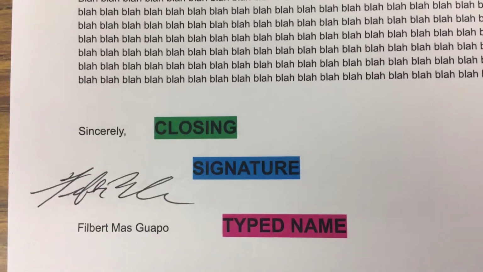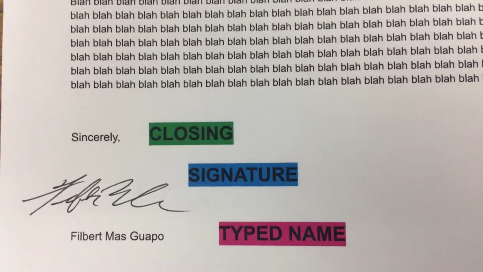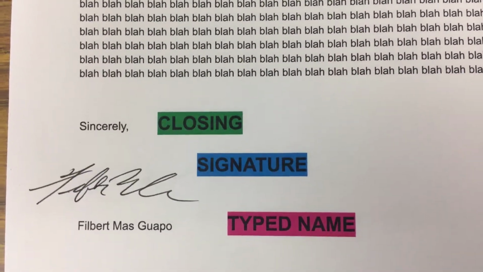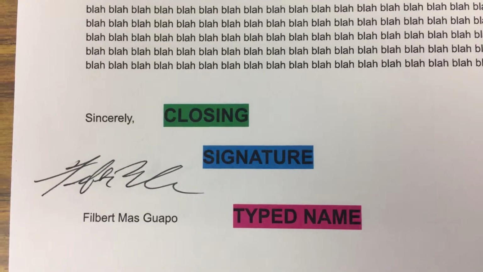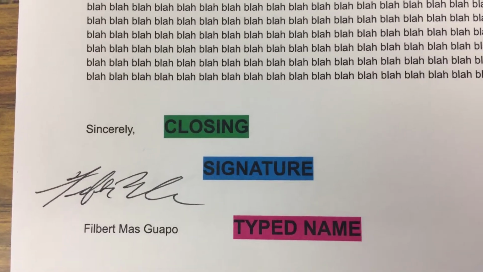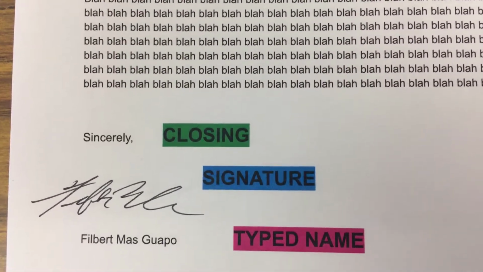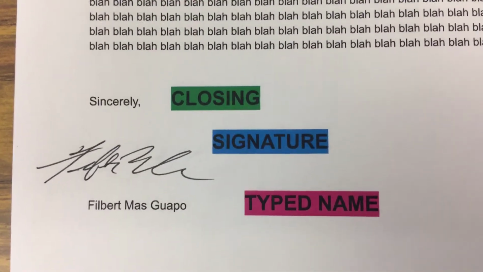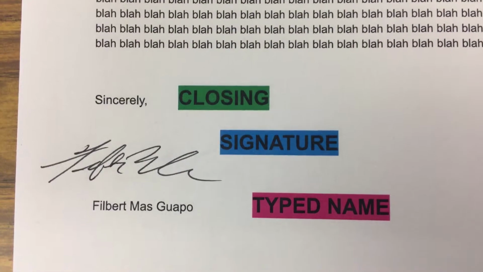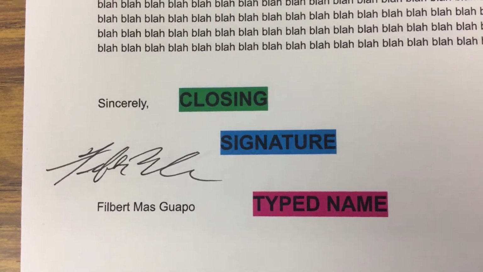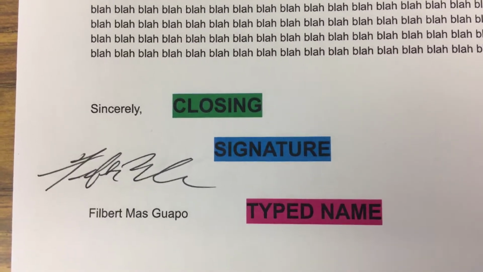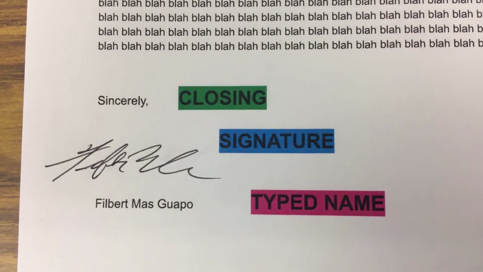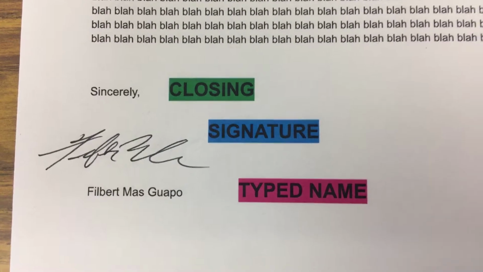A closing. Closing should be somewhat formal. Could be sincerely, as you see here. Thank you for your time. Have a nice day. I hope to hear from you soon. You then want to skip about 4 lines so that you can fit your signature, and then under your signature, type your name. Some people like to put their phone number under their name. You can put it there, you can put it up at the top. Either way is fine. But make sure you have a nice closing, signature, and a typed name underneath.